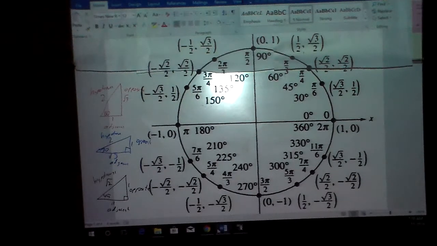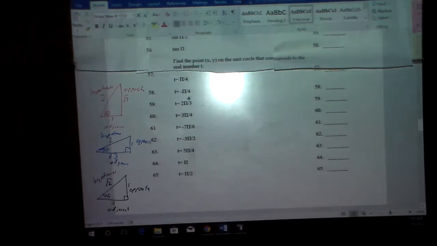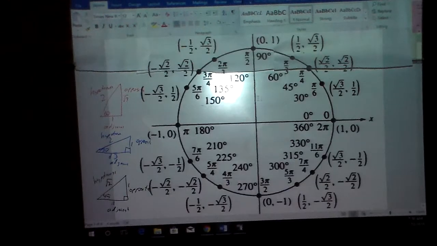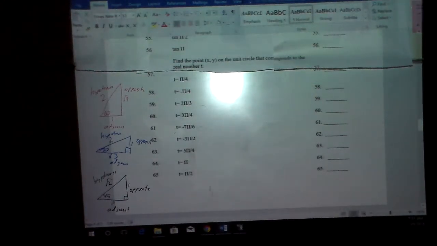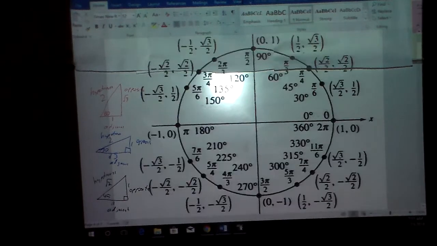All right, I'm going to go back to right here. The next one is 2 pi over 3. Okay, 2 pi over 3 right here. So my answer is this one, negative 1/2, square root of 3 over 2. Next, 3 pi over 4. Here's 3 pi over 4 right here. So my answer is negative square root of 2 over 2, square root of 2 over 2. That's the point value I'm looking for on this one.